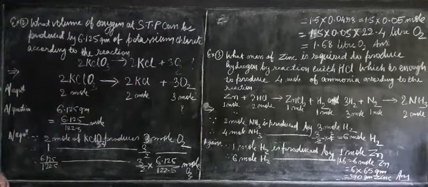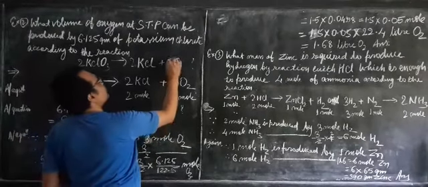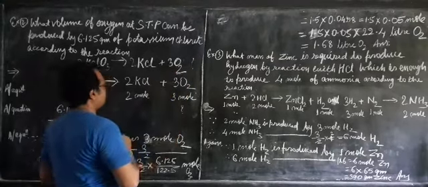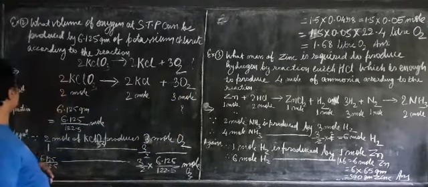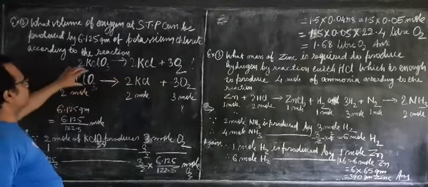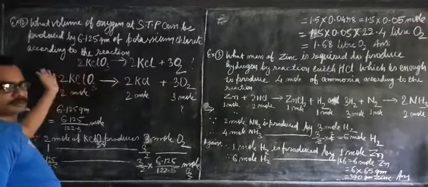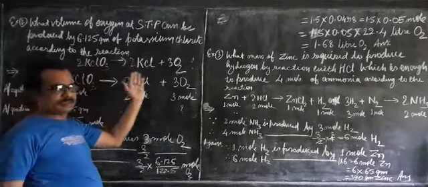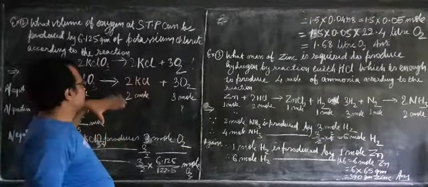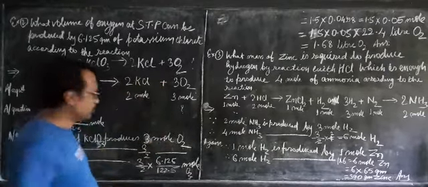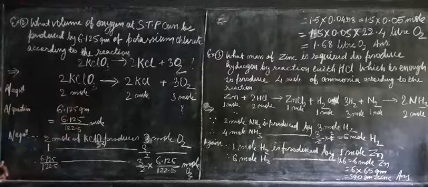So how to solve? You know the method. What is the method? First of all, we will write the balanced chemical equation. So it is the balanced chemical reaction for the dissociation of potassium chlorate. You know that when potassium chlorate is heated in the presence of manganese dioxide, it produces oxygen. All details are not written here, so only these two products are written according to the requirement of the question.